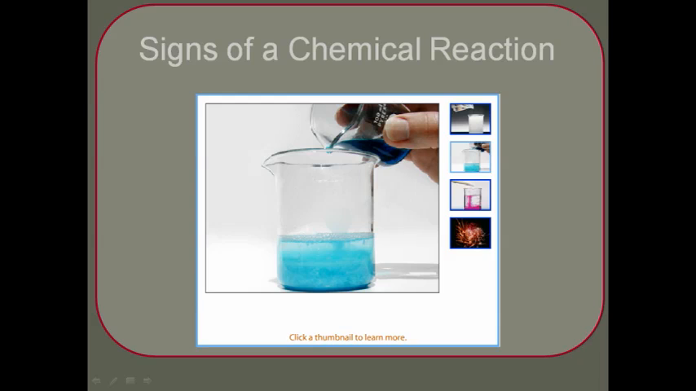Some chemical reactions produce a precipitate. When a solution of blue-tinted Epsom salt is added to a solution of water and household detergent, a precipitate forms.